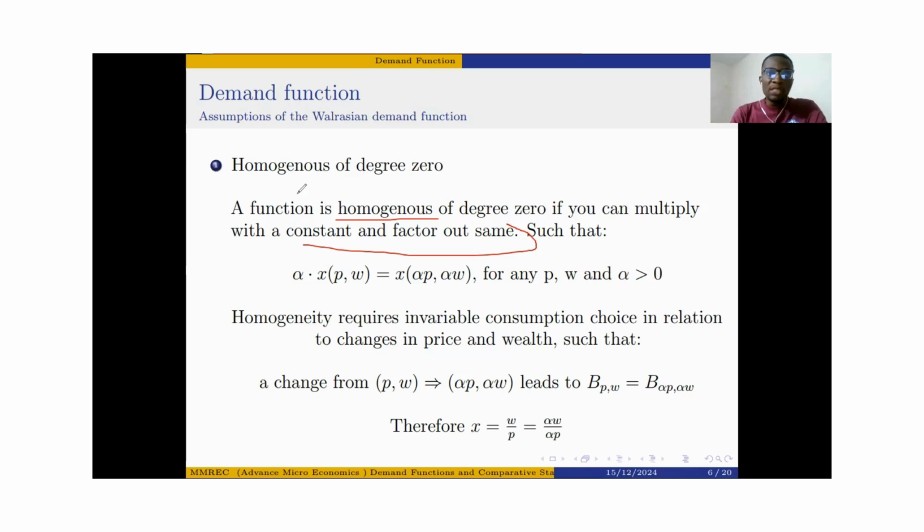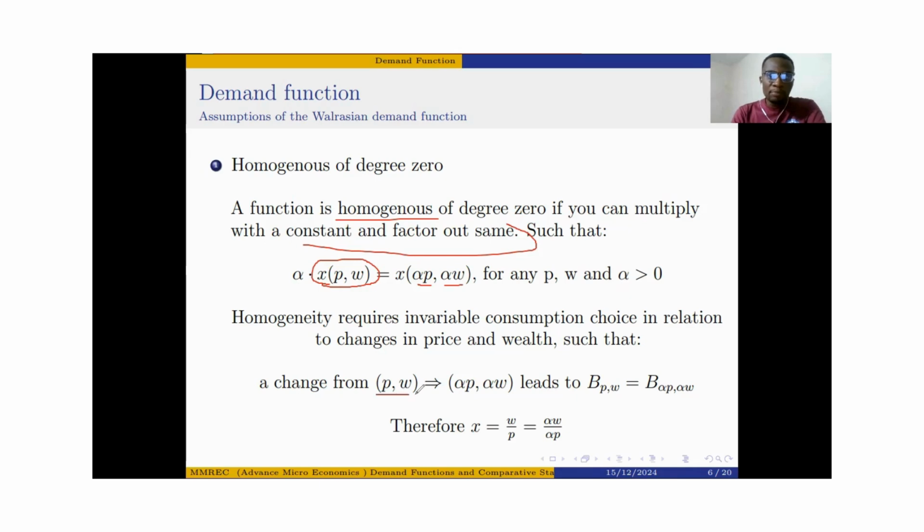So with the homogeneity rule, it is saying that suppose this is the demand function and you multiply through by a constant alpha, such that alpha times price and alpha times wealth, it should have no effect on the bundle that is going to be consumed. Let's look at it from here.